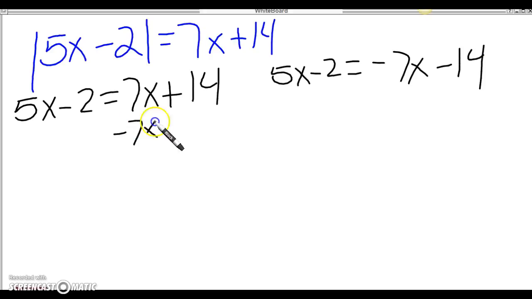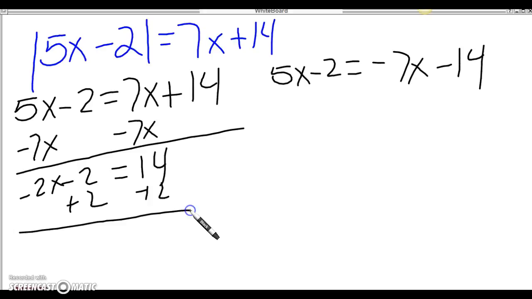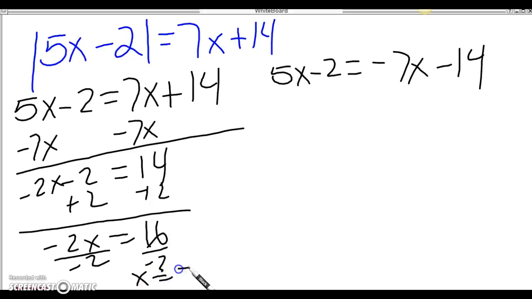So I'm going to subtract 7x from both sides, and I get -2x minus 2 equals 14. Add 2 to both sides, and I get -2x equals 16. Divide by -2, and I get x equals -8. Let's do the other one.